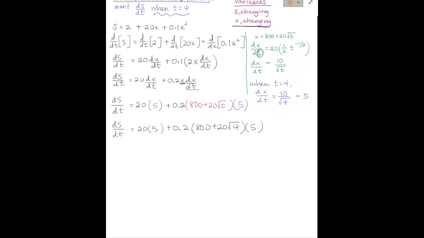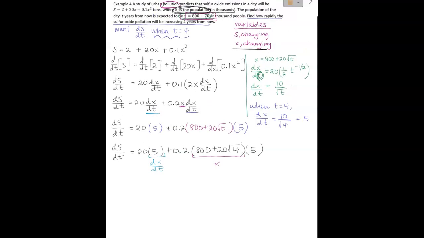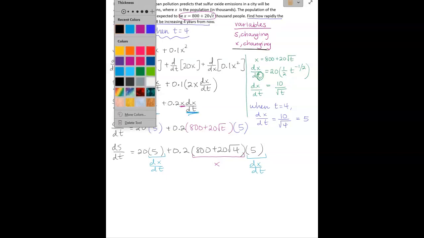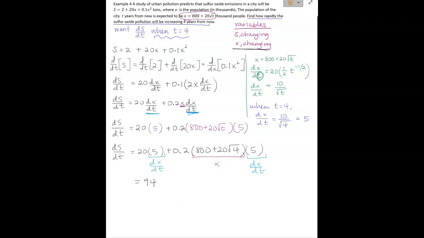At this point, I can really just plug all this into the calculator, just to make sure we're clear on where everything's coming from. This 5 was this dx dt. All of this right here is x. We plugged in what we were given for x in the problem up here. And then again, this 5 is the dx dt that we see right there again. If we punch all this into the calculator, we will get 940. So now let us interpret that.